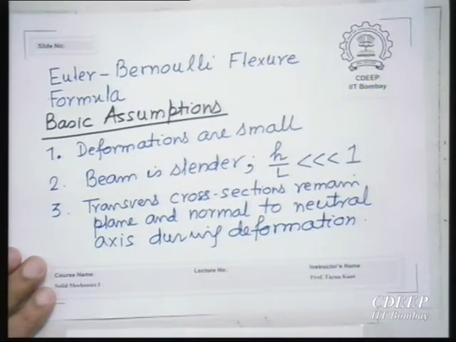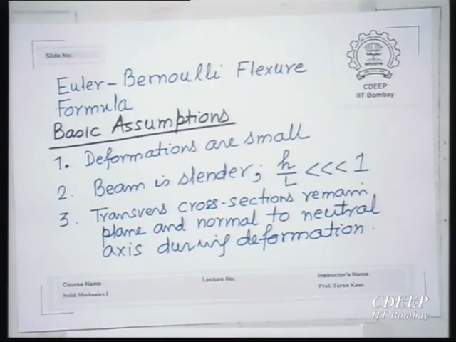What is the meaning of this? Transverse cross sections of the beam remain plane and normal to the neutral axis. Originally they are normal, because this is my neutral axis, this is my transverse cross section. Is it clear or not? This is my palm, and this is the x axis. So this is a transverse section. After it bends, it becomes like this. So the x axis also bends like this, and this 90 degree angle is always maintained.